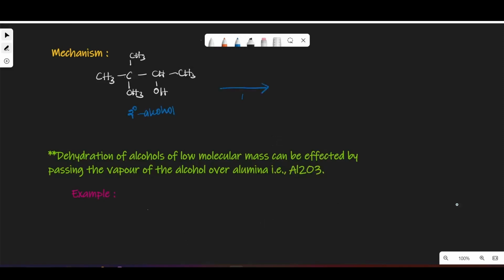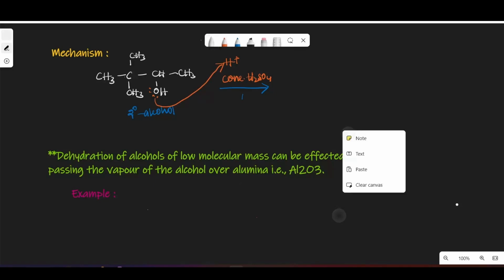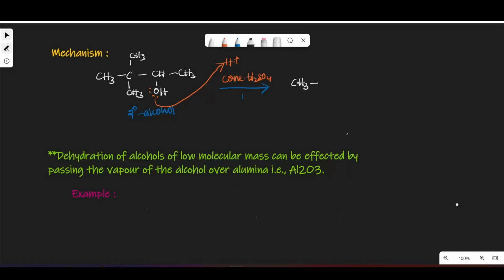Then, in the presence of concentrated H2SO4, we have this H plus in this acid. So here we have lone pairs on the oxygen. These lone pairs will abstract this hydrogen, and then we will get CH3, C, CH3, CH3.